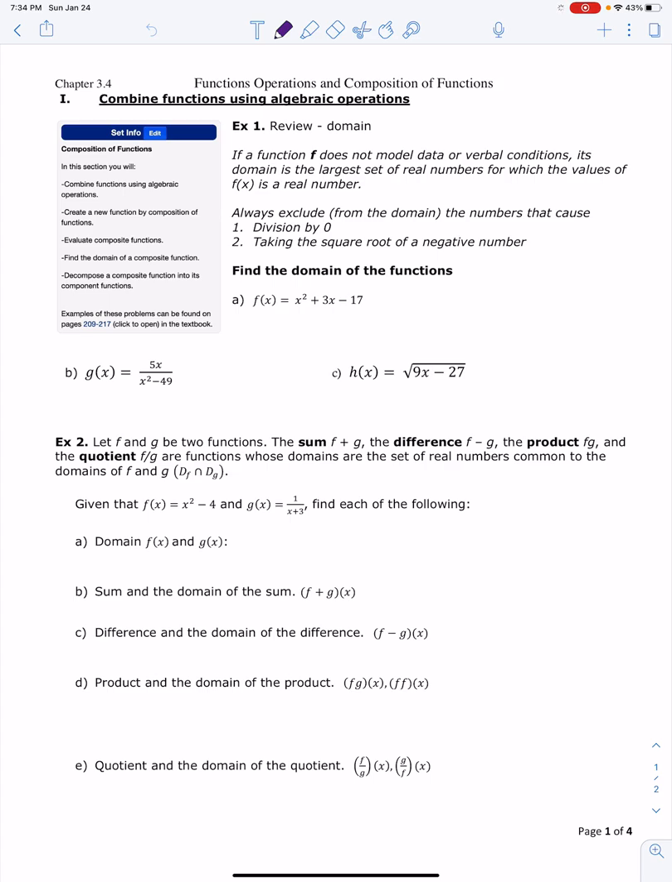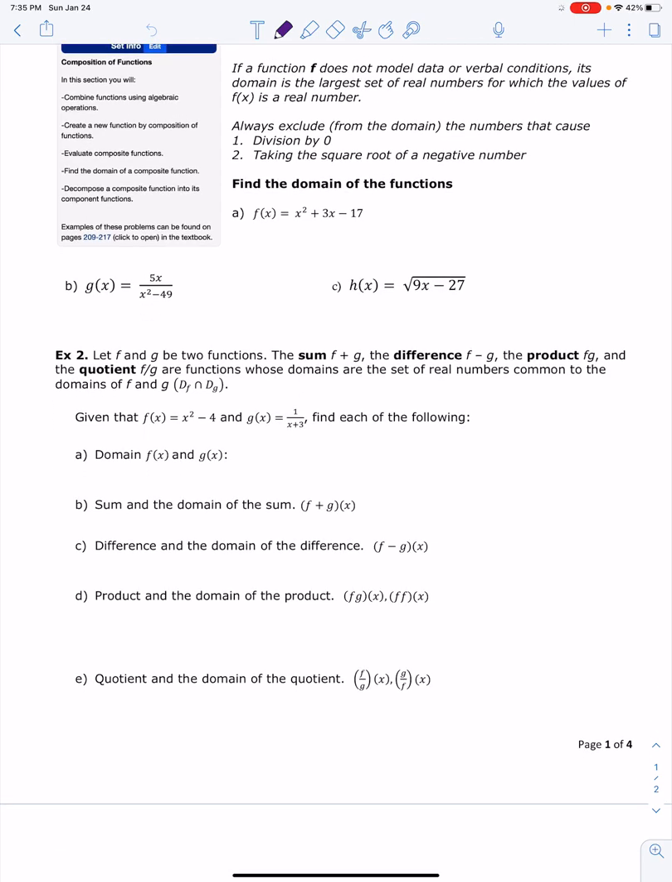If we are not talking about a function that is modeling a real-world situation, the domain is always the largest set of real numbers for which f of x has a real output. Okay? So the only two places we really get concerned are where we have division by 0 or we are looking to take the square root of a negative number. Neither of those can happen.